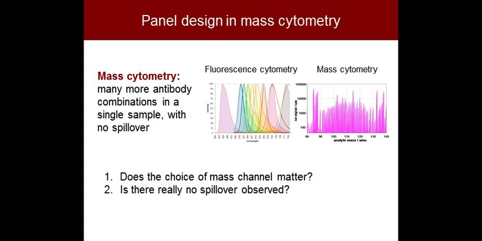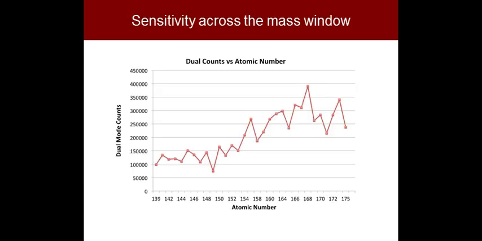So I'm going to address a couple of points that relate to panel design in this world of mass cytometry. Even though on the surface it looks much, much simpler because you don't have the spillover issues to worry about. But I'm going to address the question of whether the choice of mass channel matters and whether there really is any spillover to worry about. And you probably are guessing at the answers to these questions, otherwise I wouldn't be spending time talking about them. But basically there are some differences across the mass window in sensitivity.